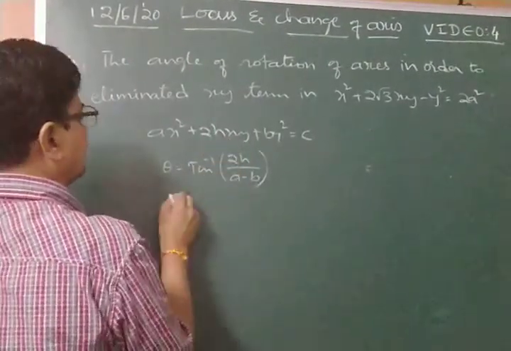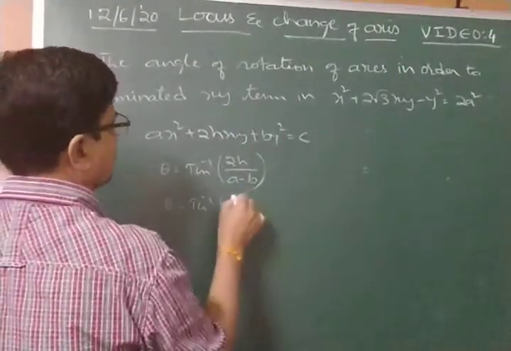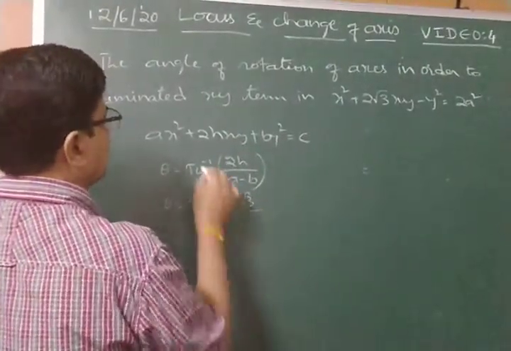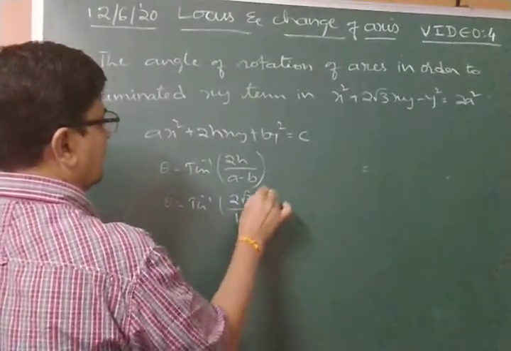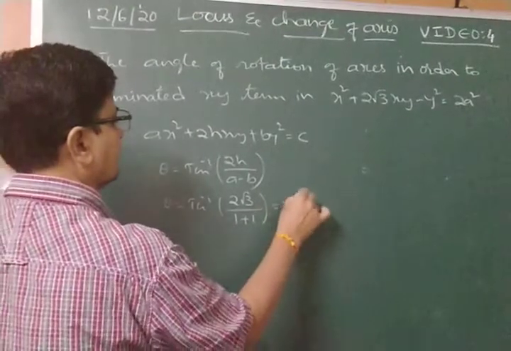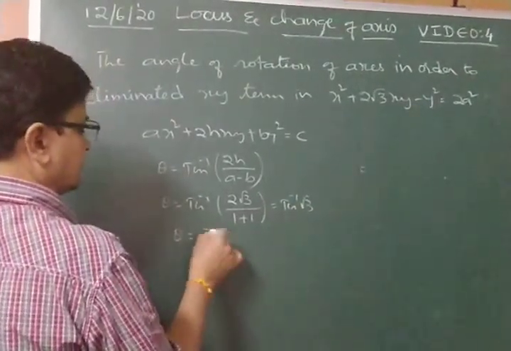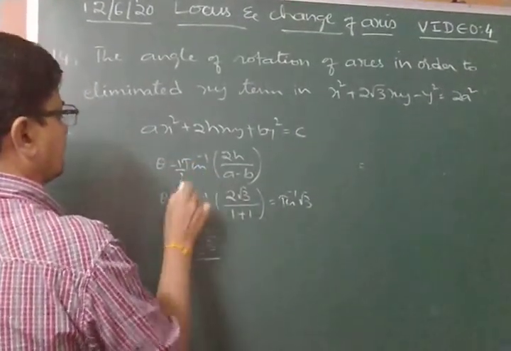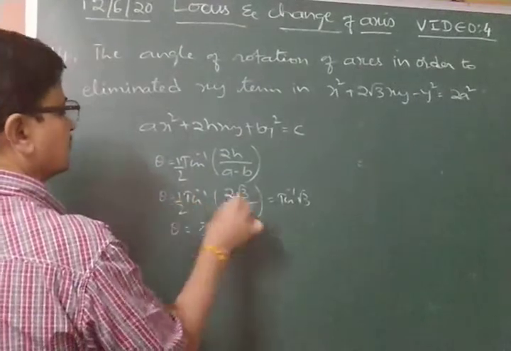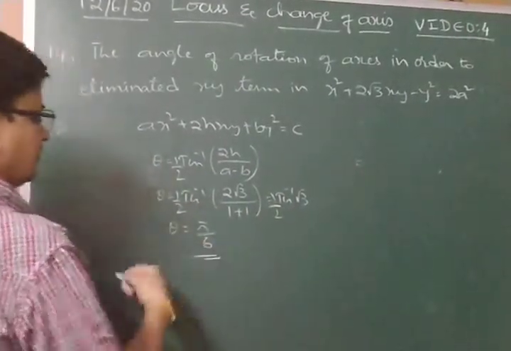Here theta is equal to half tan inverse of 2h, that is 2 root 3, by a minus b, where a is 1, b is minus 1. So that is tan inverse root 3. That means 2 theta is equal to pi by 3. So theta is 1 by 2 into pi by 3, that is pi by 6, 30 degrees.